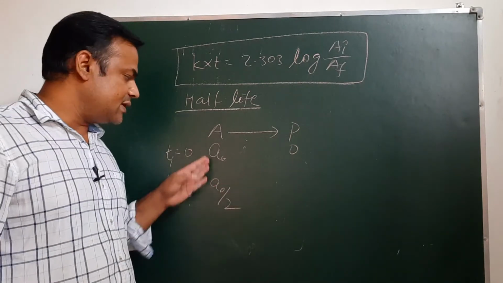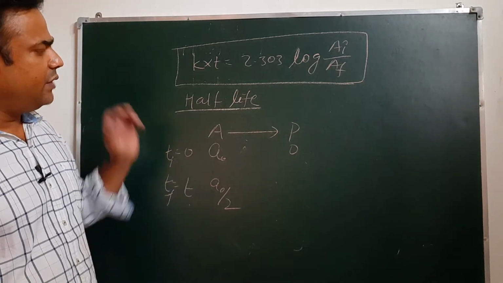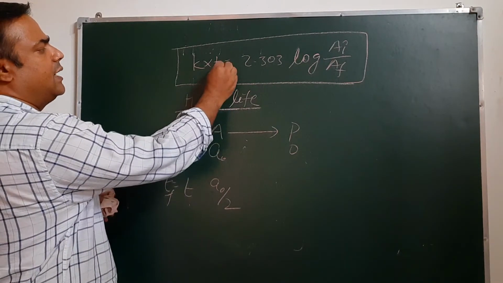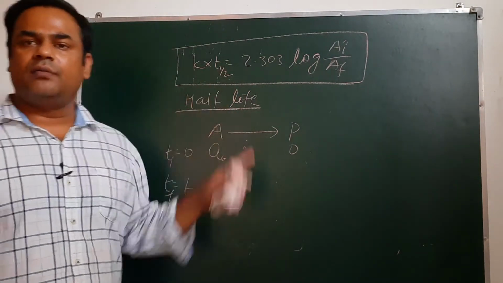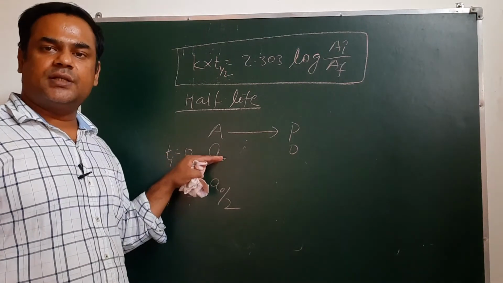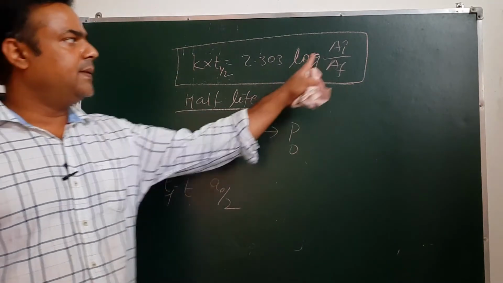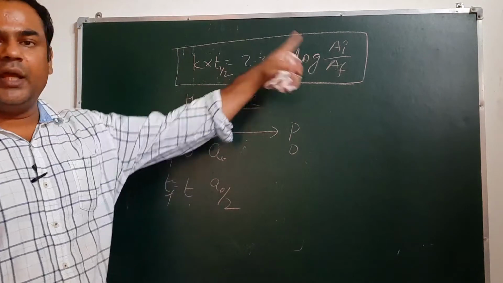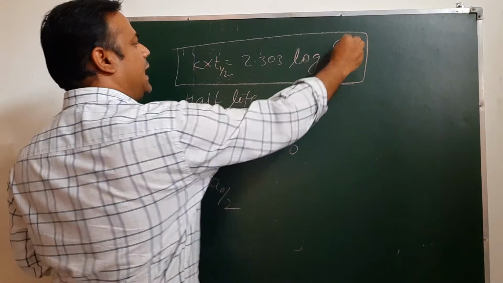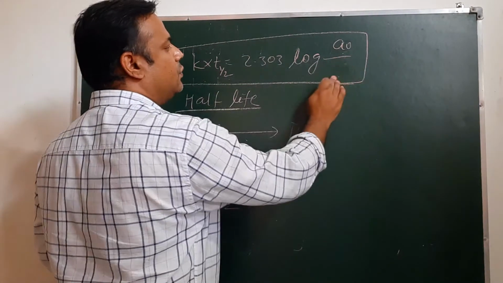So what is happening here? Concentration is becoming half of the initial concentration. In this case we can write the rate expression, K into T half. Why do we use T half? Because it is the half lifetime, meaning the time in which initial concentration is reduced to half. So K into T half, in place of initial concentration we'll write A naught, and the final concentration is A naught by 2. We'll substitute A naught by 2 here.